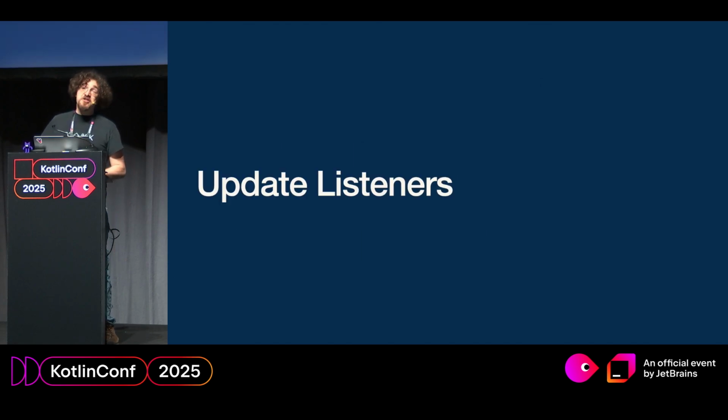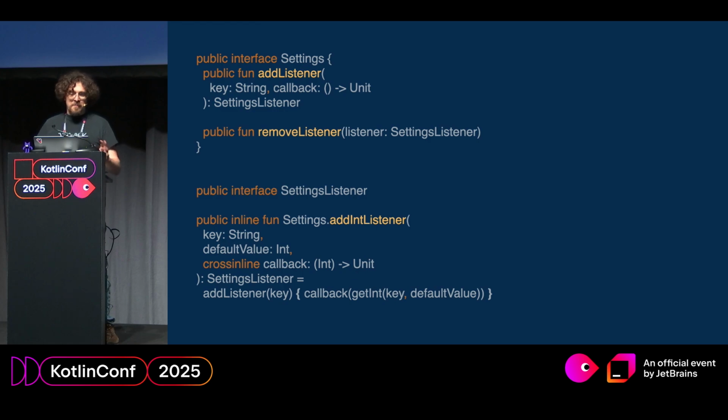The first ever feature request I got for the library, this was in late 2018, was to add update listeners. So rather than just being able to read and write data directly, have something that spits to a callback and tells you what the update is. The initial implementation I had was fairly clunky. There was an add and remove listener functions on the settings interface. There was this empty interface, settings listener, that was just there so that you could pass something to the remove function. The listeners were all untyped, and so there were these extra typed extensions that delegated to it.